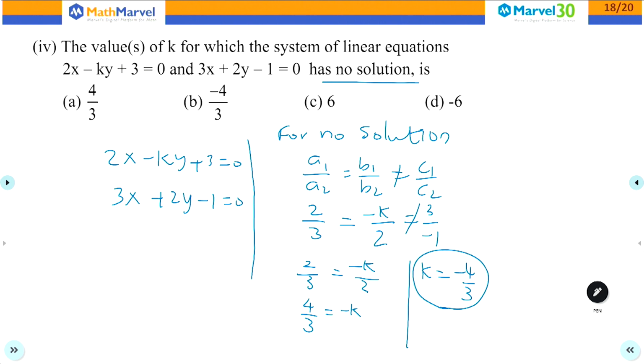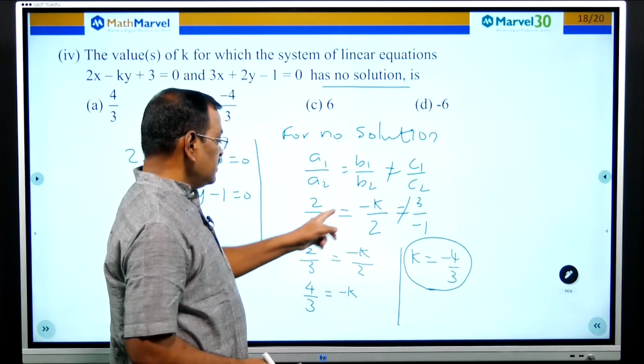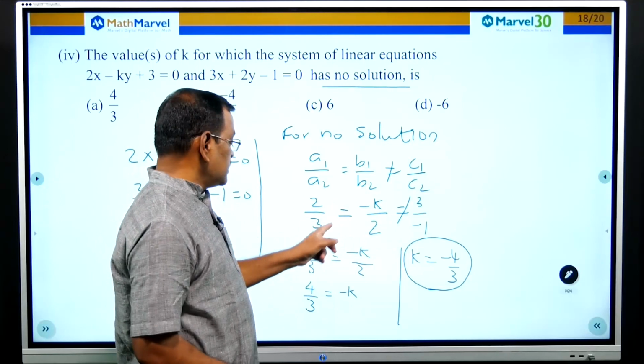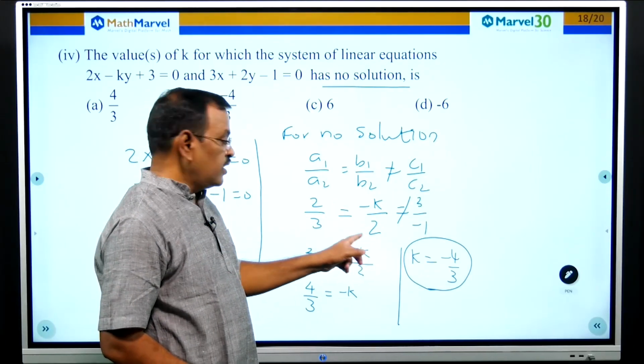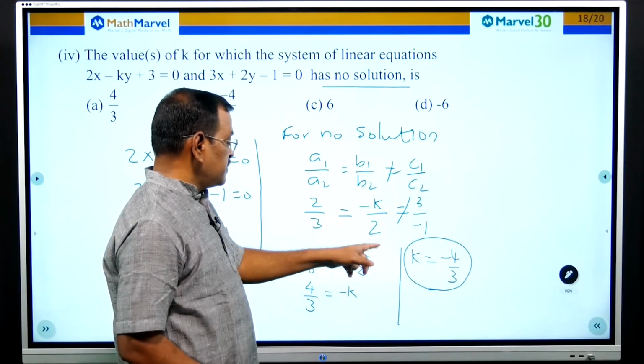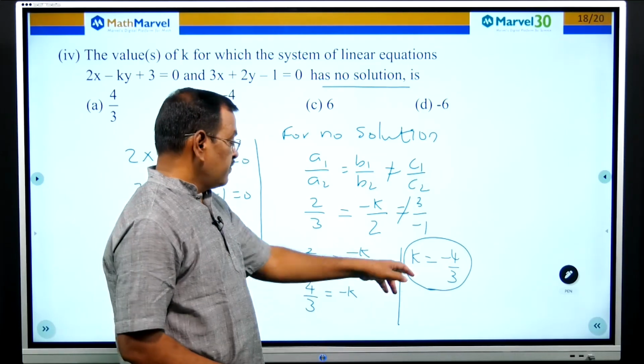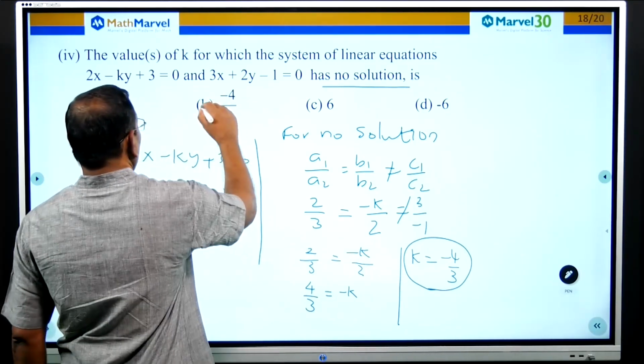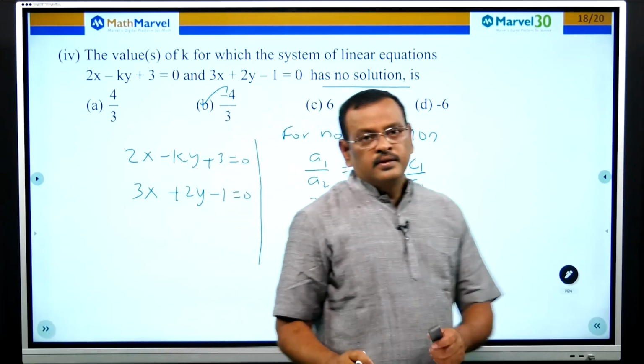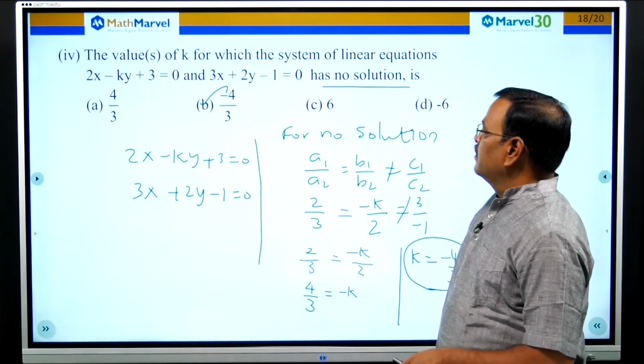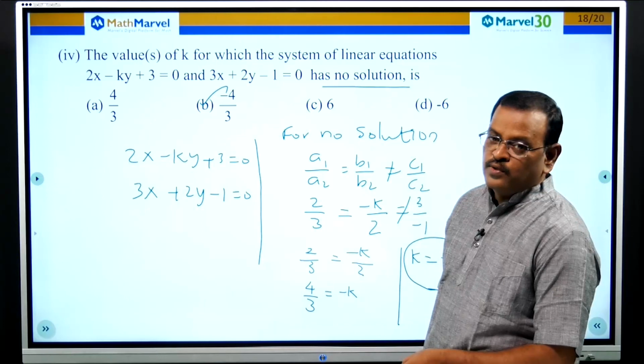This is the value of k for which the linear equations have no solution. So a very important working rule for no solution: the first and third values are unequal and hence the first and second value expressions are equal. By equating the first and second expressions, find the value of k, where k equal to minus 4 by 3, option B. This is the value of k when the pair of linear equations has no solution.